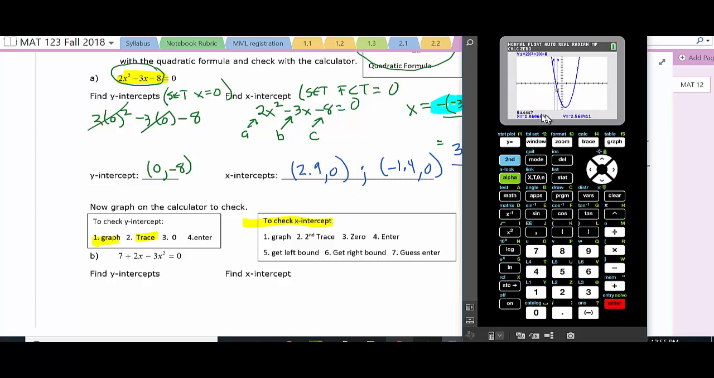It's going to say guess. When it says guess, press enter, and that'll give you your x-intercept. Look at that. That is negative 1.4 about. And that's what we got on the quadratic formula, so that matches that right there.